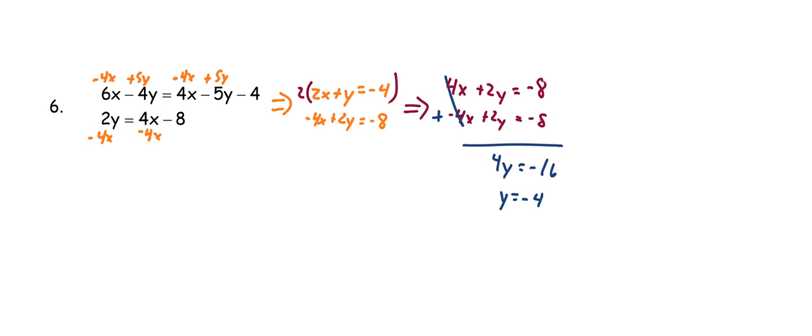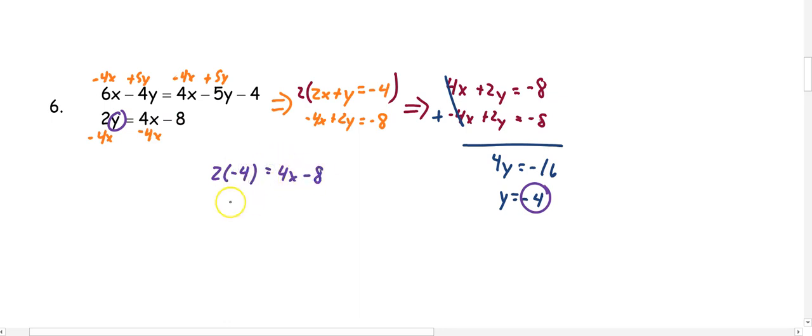Once we know y is negative 4, we need to substitute. So I'm going to substitute into the second equation this time. 2 times negative 4 equals 4x minus 8. So we get negative 8 equals 4x minus 8. We can add 8 to both sides, so we get 0 equals 4x. Remember, it's okay if a variable is equal to 0, so when we divide by 4, we get x is 0. So we would have 0, negative 4.